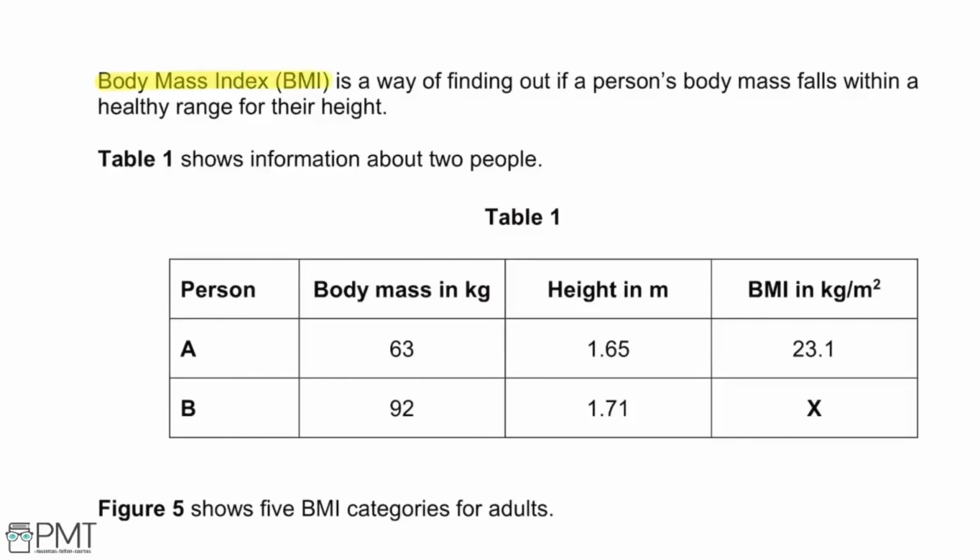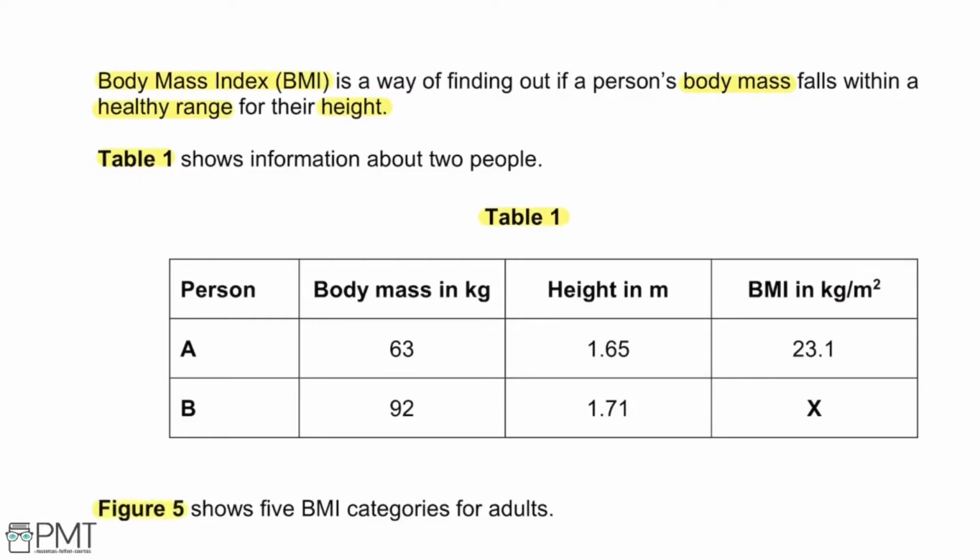Body mass index, or BMI, is a way of finding out if a person's body mass falls within a healthy range for their height. Table 1 shows information about 2 people. So below is table 1, we have person A and person B. Then we have each of their body masses and each of their heights. And then that is used to calculate BMI in the final column.